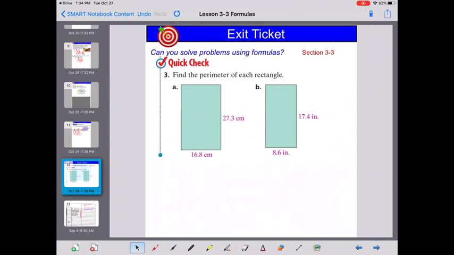Here are two shapes, two rectangles. Using the perimeter formula, P equals 2 times L plus 2 times W. Substitute the numbers in and tell me the perimeter of each rectangle. Then when you're done, unpause the video and come on back and compare your answer with mine.